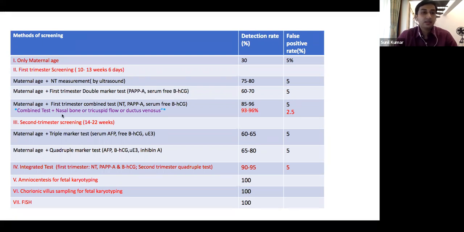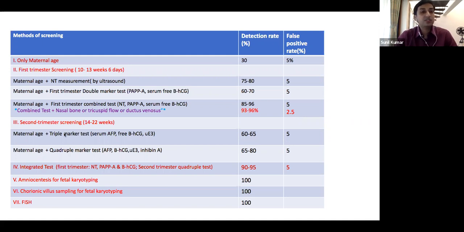Very good. Then if you have some additional findings in ultrasound, like detection of nasal bone, tricuspid flow, or ductus venosus, the detection rate increases to 95 to 96%. Now, the standard practice is to do this combined test, that is nasal bone, tricuspid flow evaluation, and ductus venosus, where we are able to detect 93 to 96% of chromosomal abnormalities. And if you observe here, the false positive rate is also 2.5%, which is low and reasonable. This is all in first trimester screening between 10 to 13 weeks, 6 days.